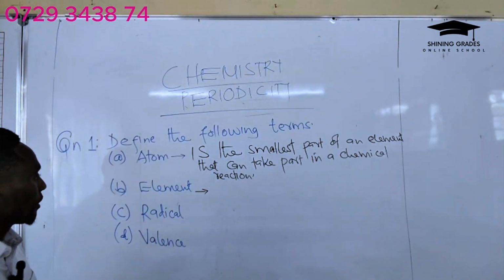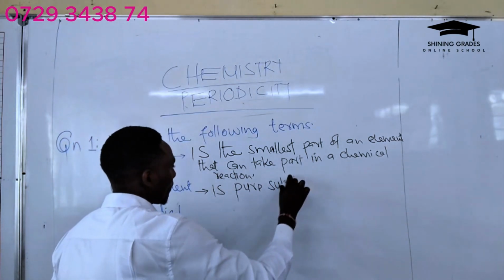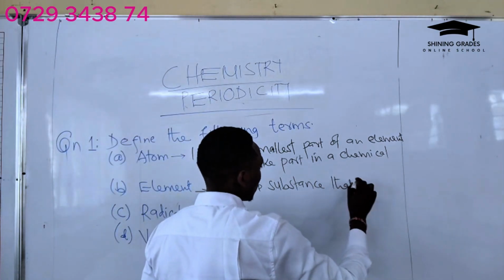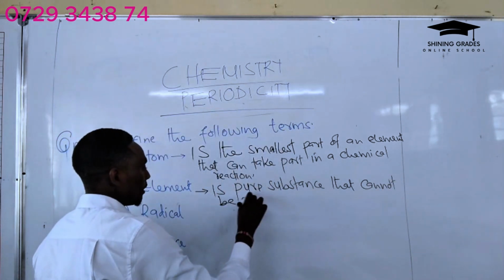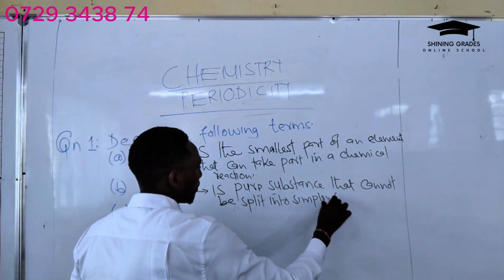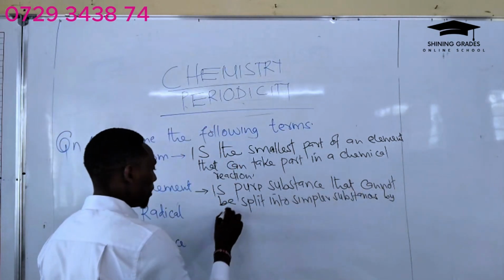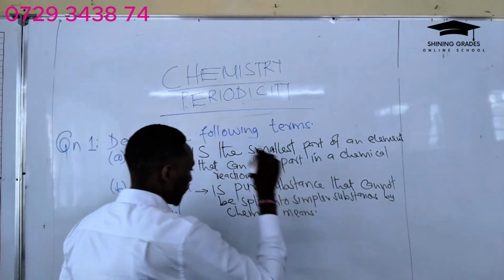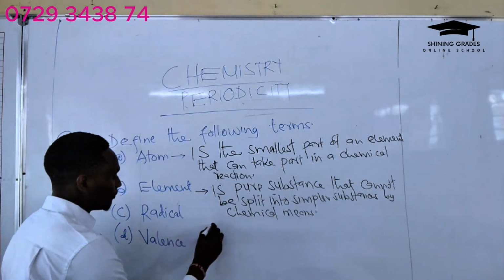An element is a pure substance that cannot be split into simpler substances by chemical means. That's what we call an element. Then we have a radical.